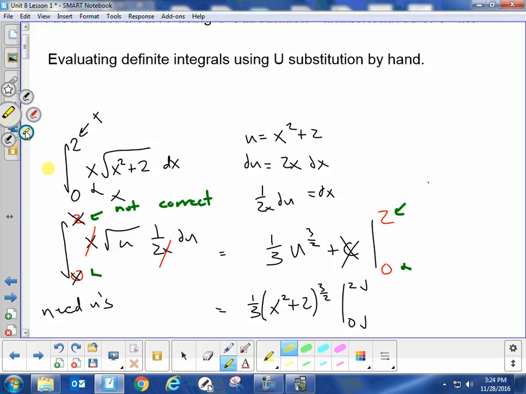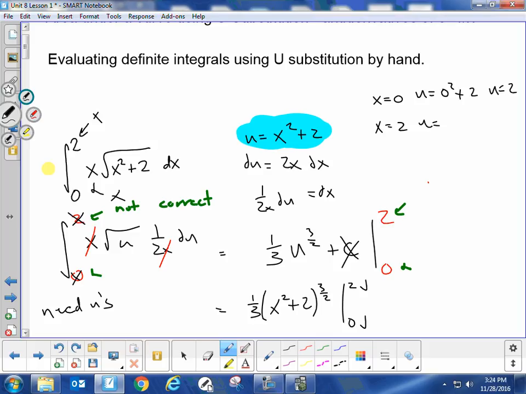I should use the situation I've already established, which is my connection between my x's and my u's, which is that u is equal to x squared plus 2. So actually, when x is 0, u would be equal to 2. And when x is 2, u equals 6. So this should be 6 and 2, and 6 and 2.